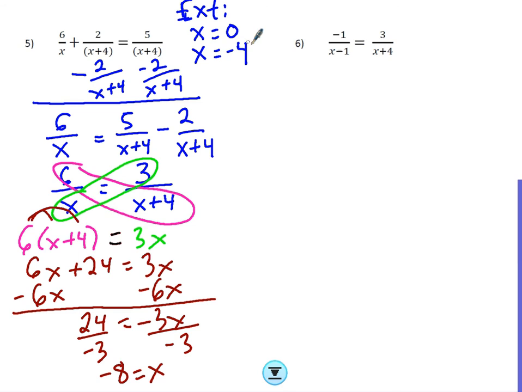Then I go back and I check to see if the solution that I got is one of my possible extraneous solutions. And it's not. Negative 8 is not here. So that is a real solution, and that is my solution to my equation in number 5.